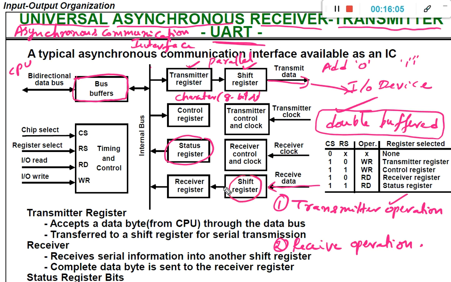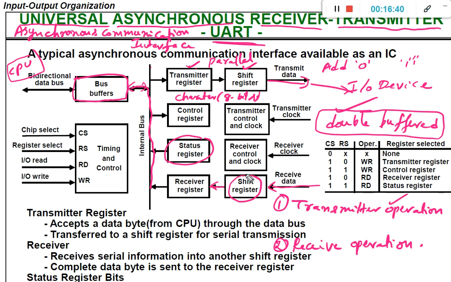From the shift register, it is moved to the receiver register in parallel, and then from the receiver register it is transmitted through the internal bus to the bus buffer, and then using the bidirectional data bus, it is transferred to the CPU register. So this is how the receive operation is carried out. These are the two operations performed using the universal asynchronous receiver transmitter, UART.